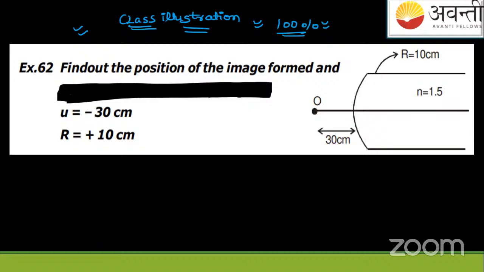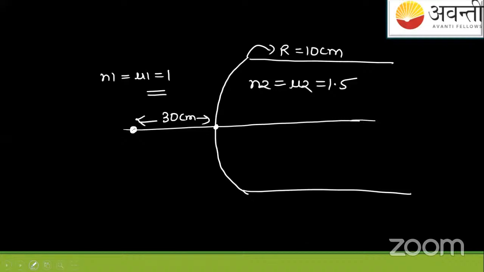Got it? In this they have already given you the sign conventions, but I will tell you how to take them. See, the object is here at this point, and the rays from the object will of course go like this. I told you, if we go in the direction of the rays, it will be positive. If we go against the direction of the rays, it will be negative. I repeat: in the direction of the rays is positive, against the direction of the rays is negative.